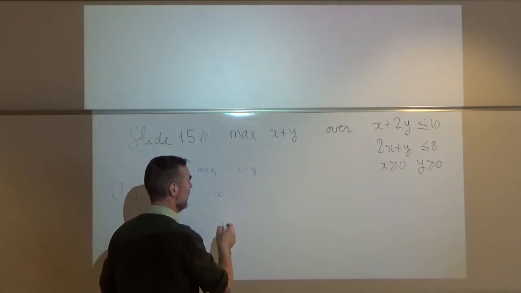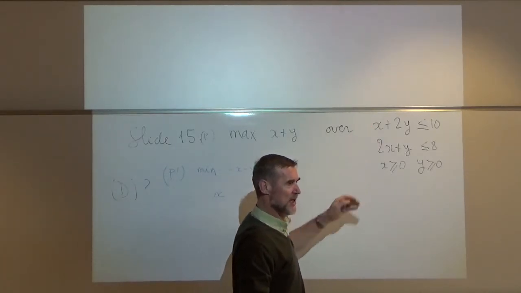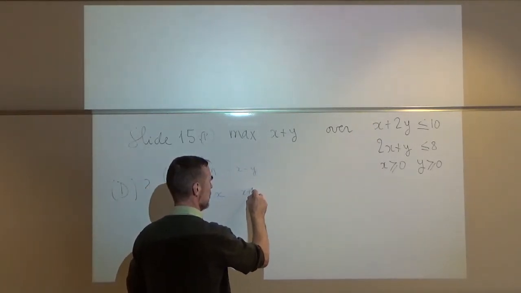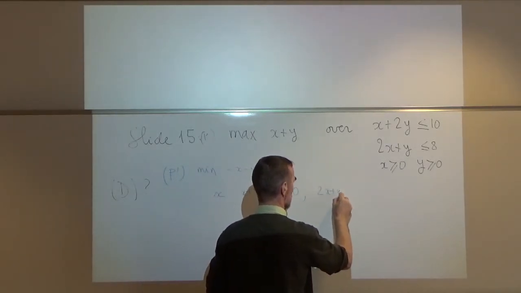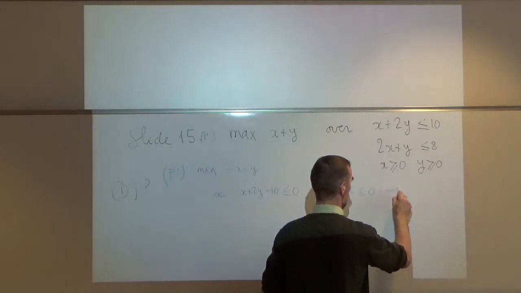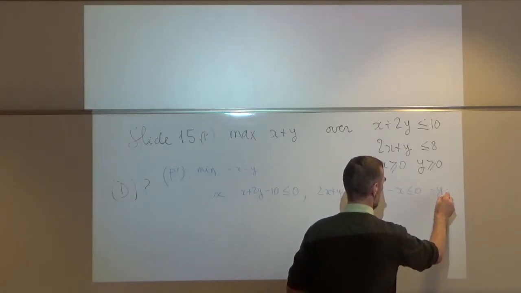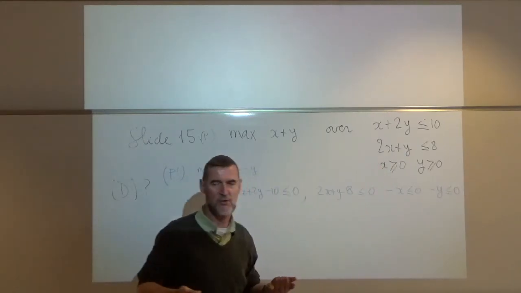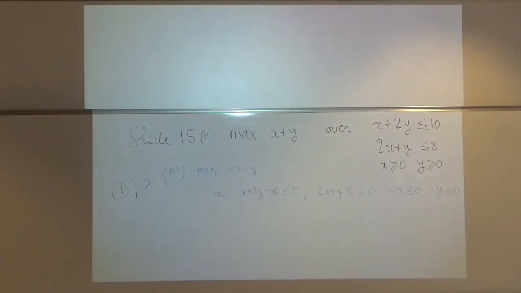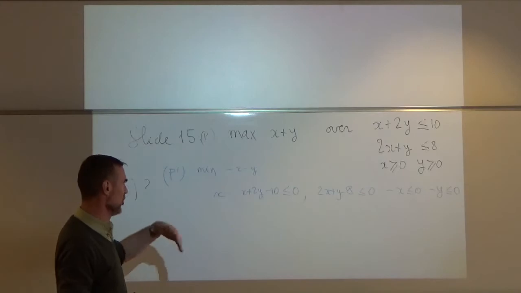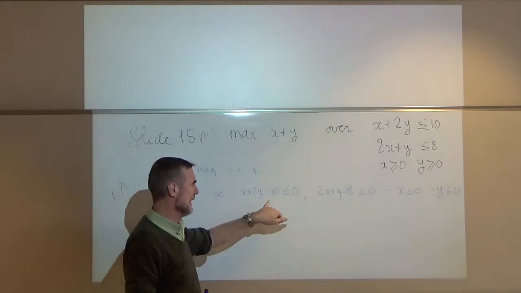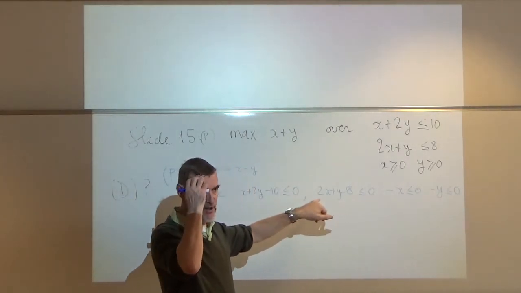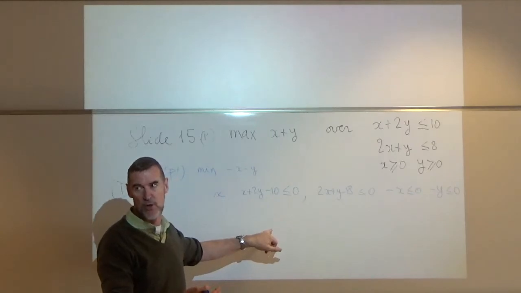Subject to the constraints, I can take all of them as negative things by saying x plus 2y minus 10 less than 0, 2x plus y minus 8 less than 0, minus x less than 0, minus y less than 0. I can do this, that's trivial. But now I have a form that is exactly according to the book. I minimize a function, which is convex, it's linear, subject to inequality constraints that are affine, and I have no equality constraint here.